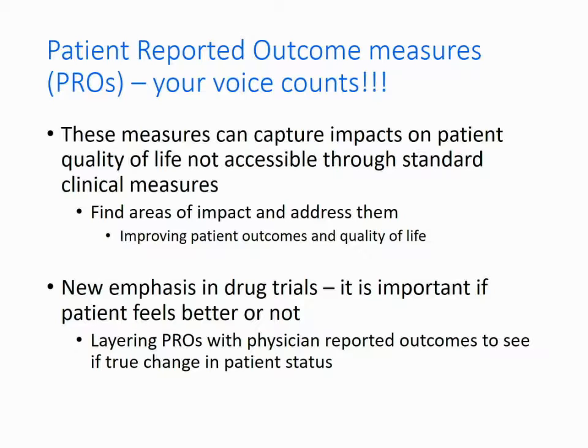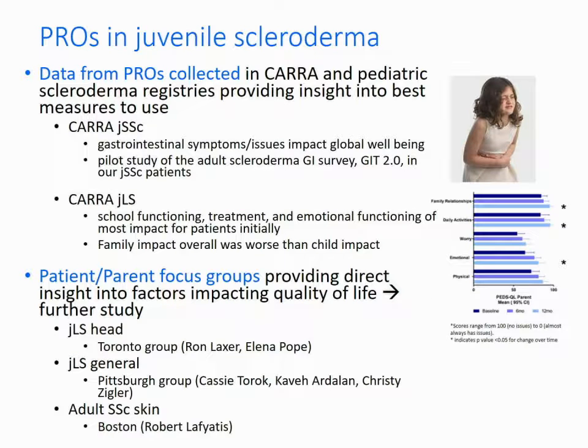So the idea is that we are trying to more fully capture the disease impact, and therefore being able to address all issues that will affect the child's quality of life. And this is also greater emphasis in current drug trials from the FDA. So we're trying to, again, develop these. And so we've done some exploratory work through the Pediatric Scleroderma Registries to add some of this.